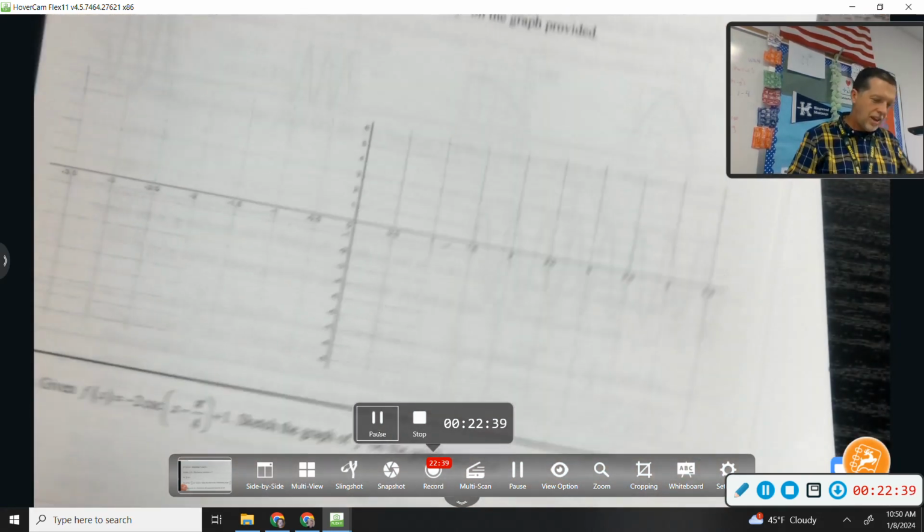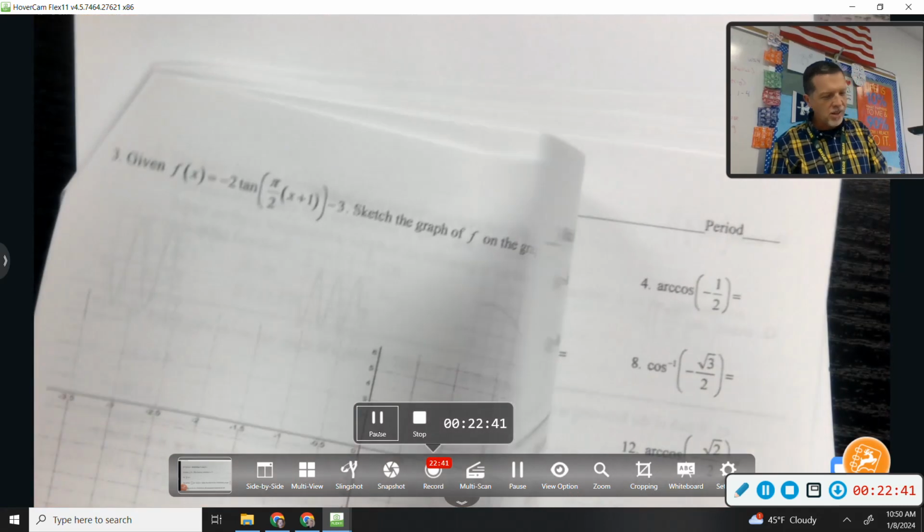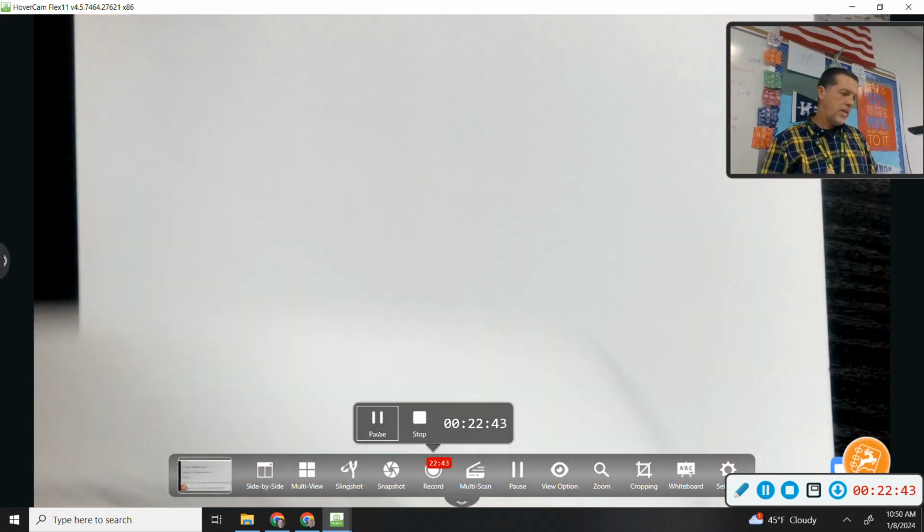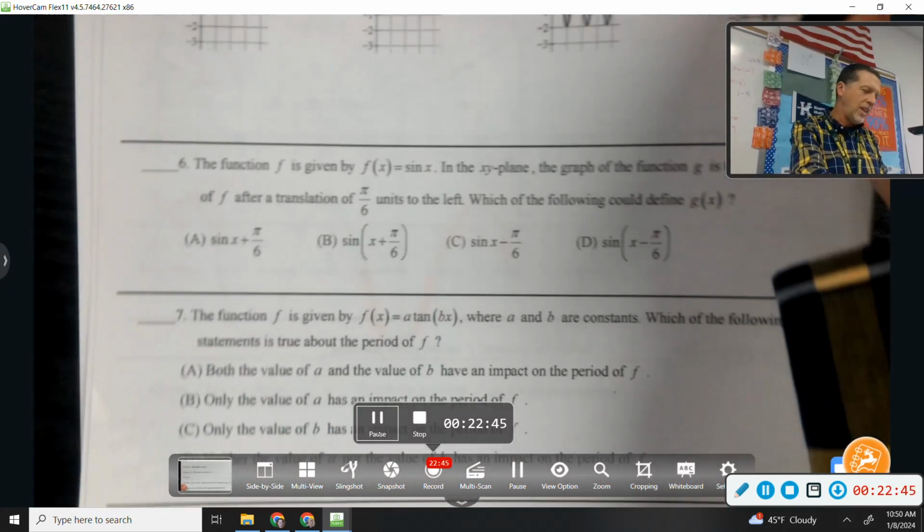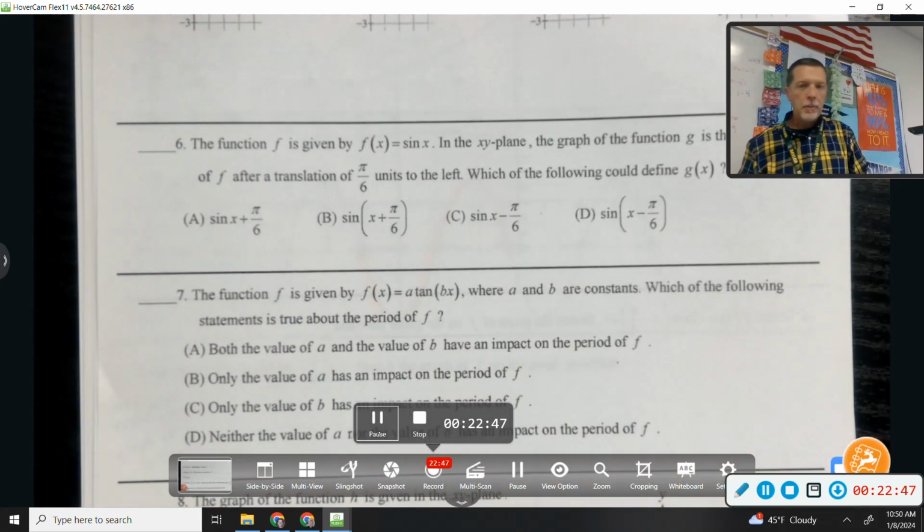And then number 6 is wrong as well. Although 6 is pretty easy. That was just a dumb mistake on the key. 6 is not a hard problem.